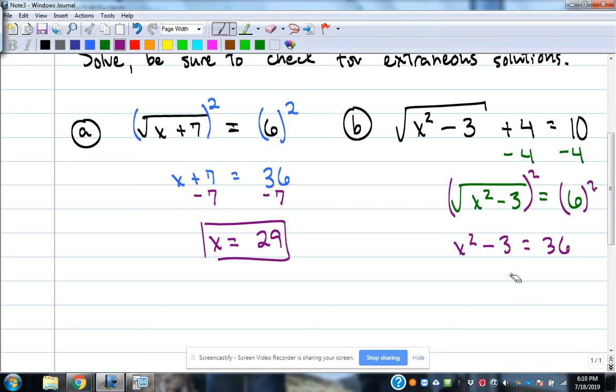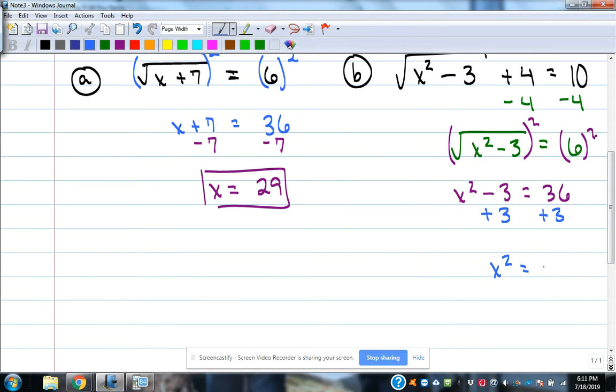I could also get it equal to 0 and then try to factor it, or do a quadratic formula with it. I think I want to do square roots here because it's quicker. So I'm going to add 3 to both sides. And then we get x squared is equal to 39. And then to get rid of the squared, we're going to have to bring a square root into the problem. And because we're bringing the square root into the problem, we need a plus or minus in front of the square root of 39.